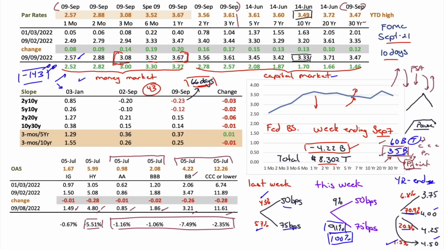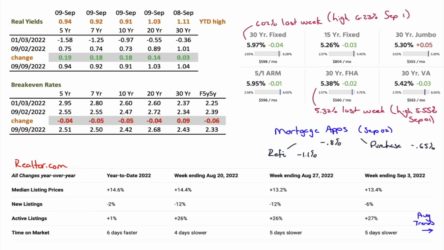For now, let's go to the real rates, and there's a little bit of a problem with the equity markets. All right, here are our real rates at the top. Year-to-date highs. All happened on Thursday and Friday. Only the 30-year was Thursday. The rest happened Friday. All real yields hit their highest for the year on Friday, on September 9th.